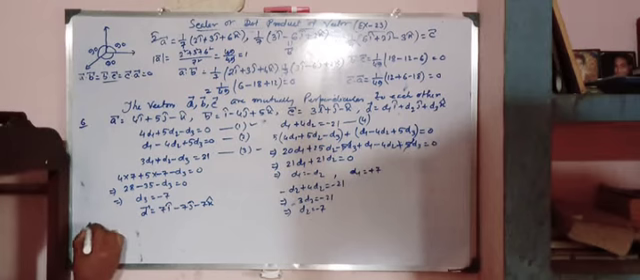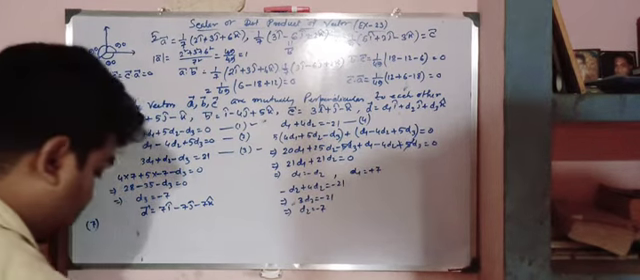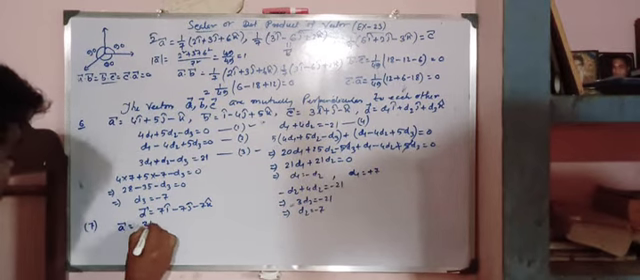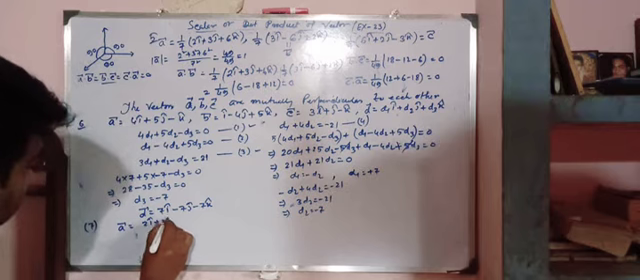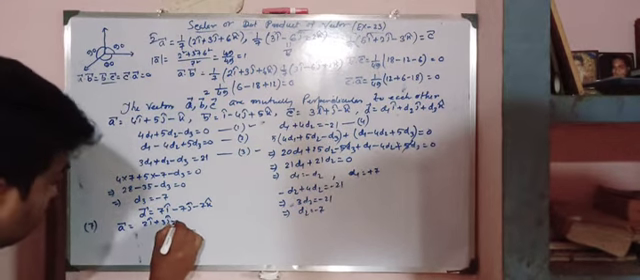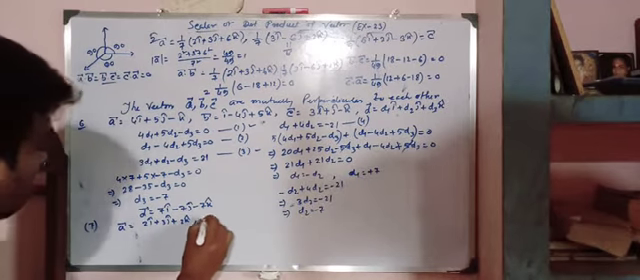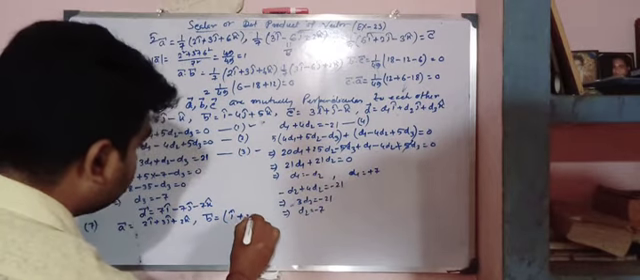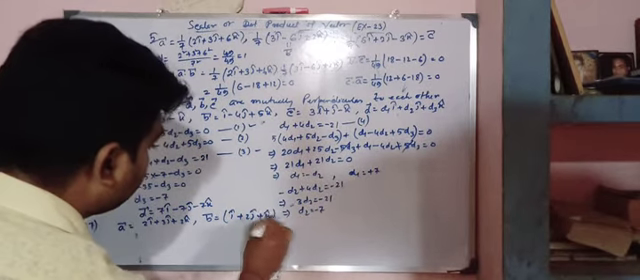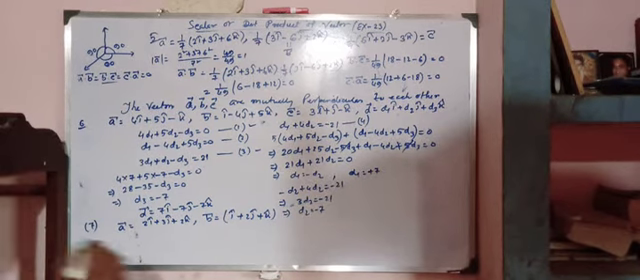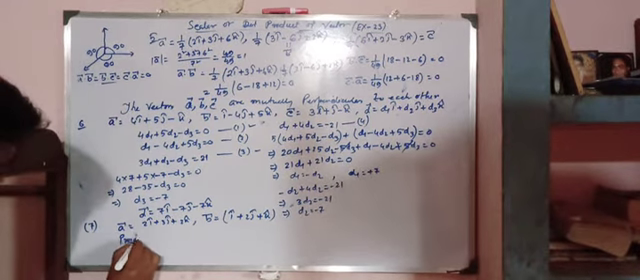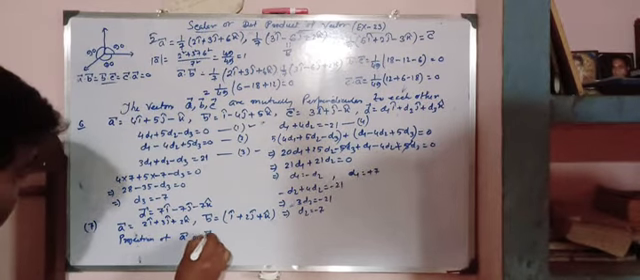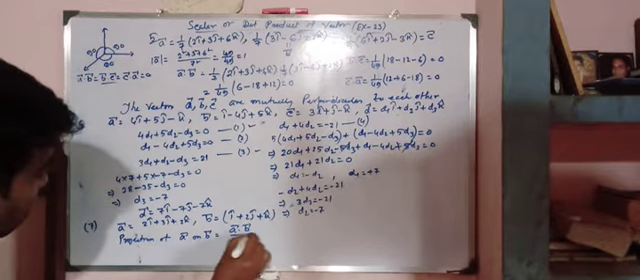Question number 7. A is given. A is equal to 2 i cap plus 3 j cap plus 2 k cap, and B is given as i cap plus 2 j cap plus k cap. A given and B given. Now projection of A vector on B vector is equal to A dot B by mod B.